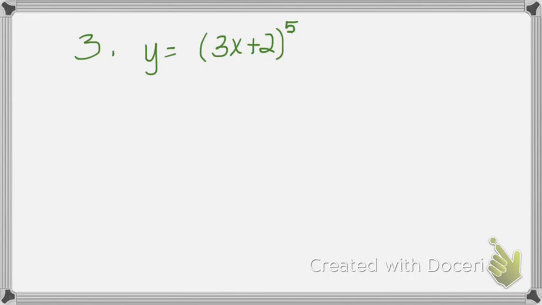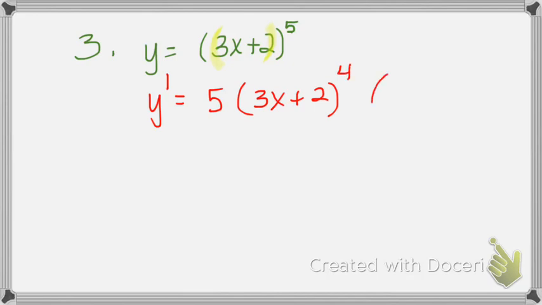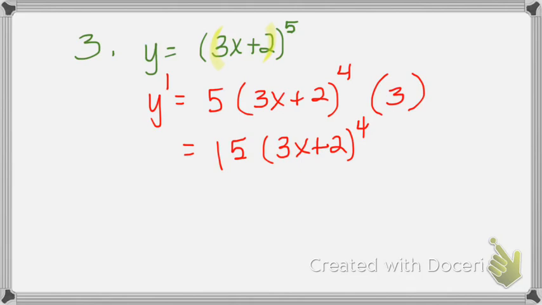Alright, on this one, 3x plus 2 is inside of something to a power. So to start this one, I find the derivative using the power rule. 5, leave 3x plus 2 in there, raise it to the 4th. Then I go back and multiply by the inside part, which is the part in parentheses. That is 3. And so we have that. Only way to simplify that is to multiply the 5 and the 3, so I get 15 times (3x plus 2) to the 4th.